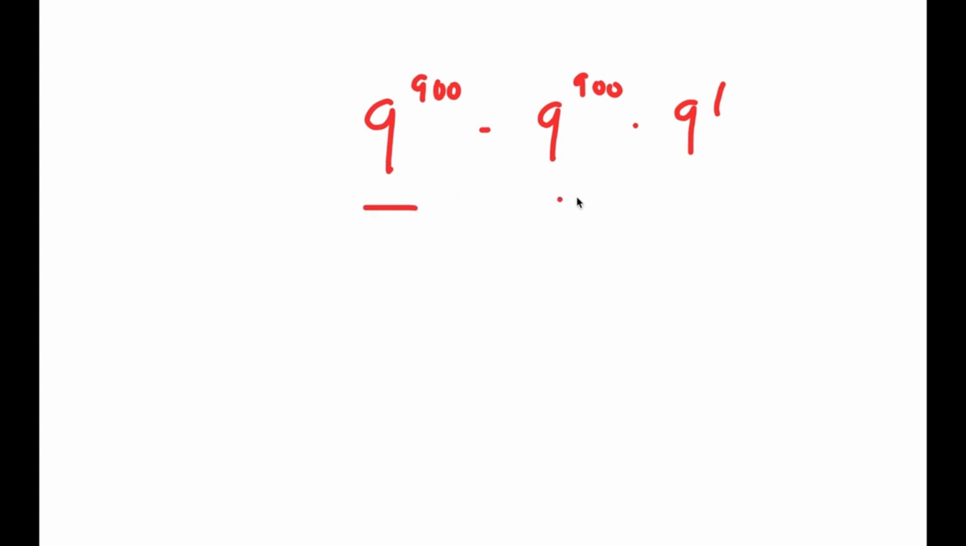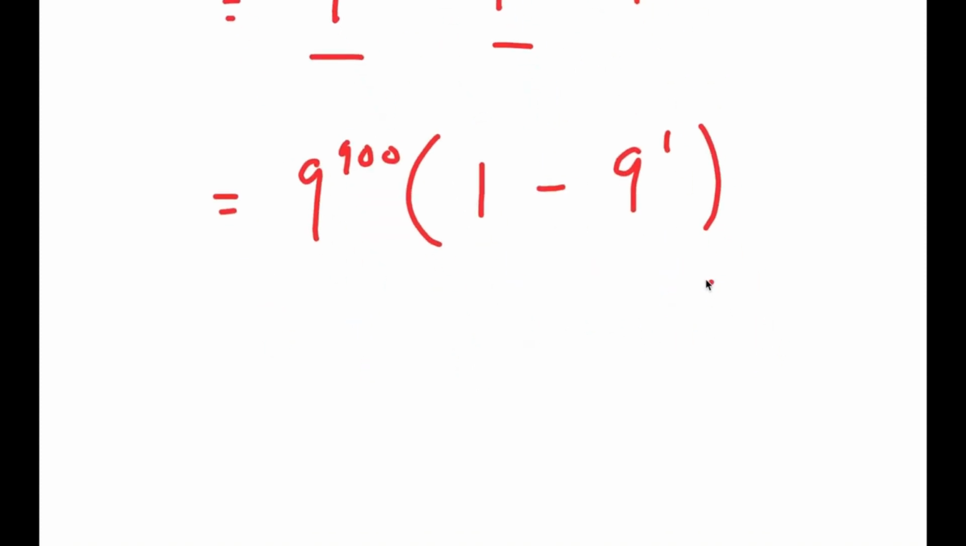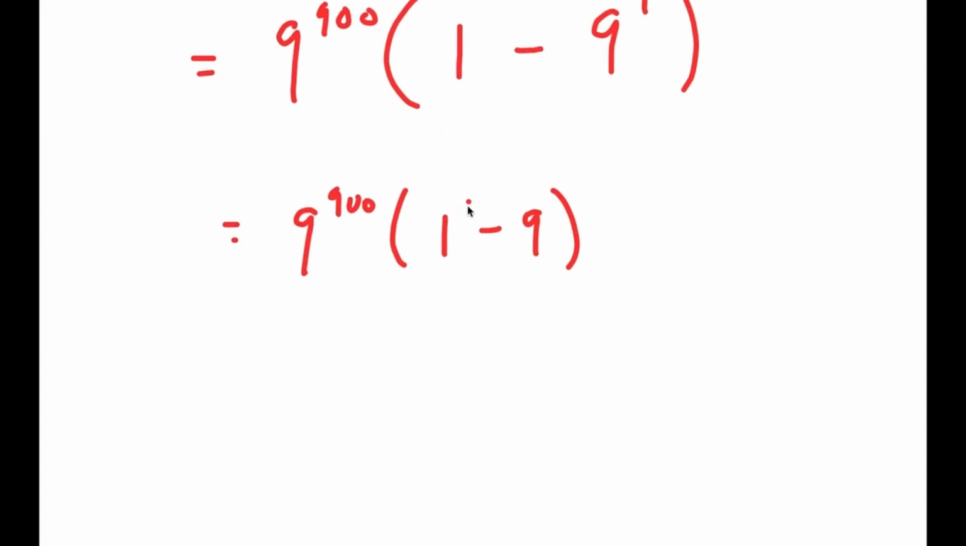Now from here, these two terms have the number 9 to the power of 900 in them. So I'm going to factor out 9 to the power of 900, which is what I said I was going to do at the beginning of the video. So now I get 9 to the power of 900 times 1 minus 9 to the power of 1. And this is equal to 9 to the power of 900 times 1 minus 9, because 9 to the power of 1 is the same thing as 9. Now 1 minus 9 is equal to negative 8, so I get 9 to the power of 900 times negative 8.